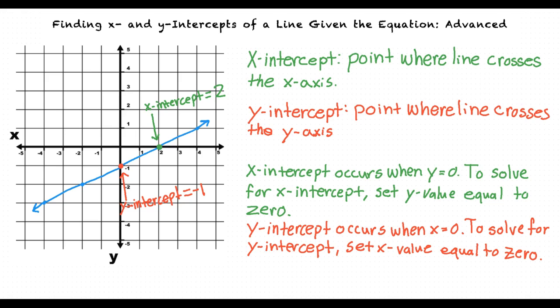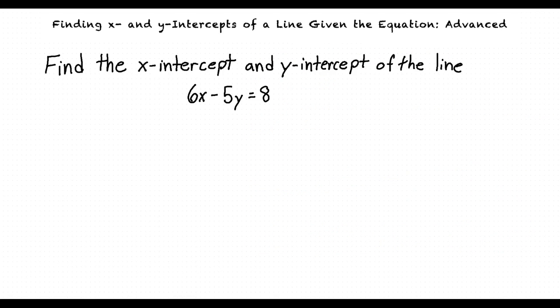I think I'm starting to understand this now. Can we try an example problem? Definitely. This problem is asking us to find the x and y-intercepts of the line 6x minus 5y is equal to 8. Wait, but this line doesn't seem to be in slope-intercept form.